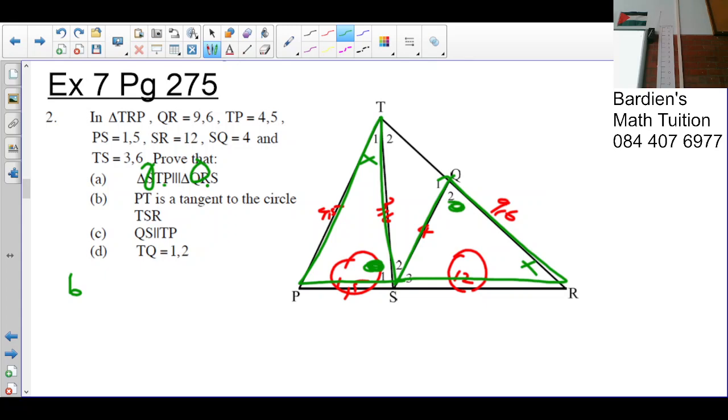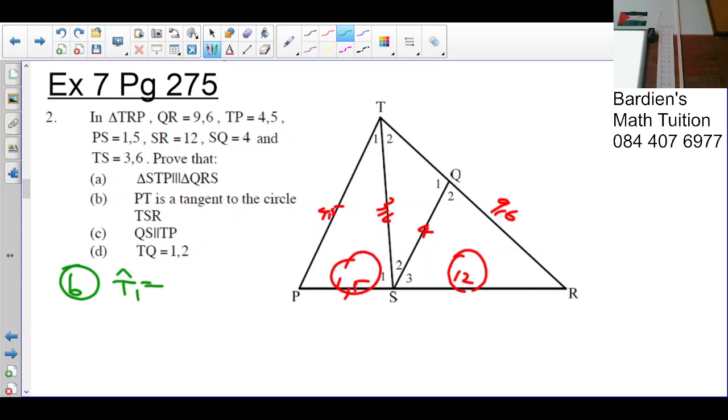And where is it coming from? The fact that the triangles are similar. Does it make sense? So now we go, okay, you're saying that T1 is equal to angle R. Why? Because triangle STP is similar to triangle QRS. So you can say corresponding angles are equal. Okay, so now we state the obvious.